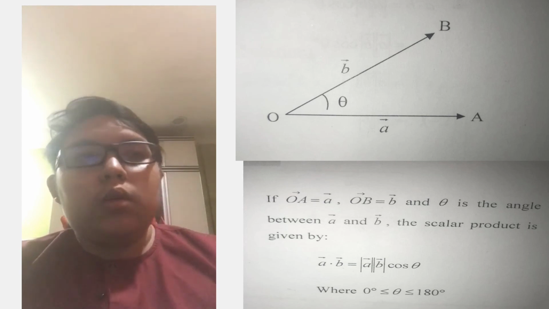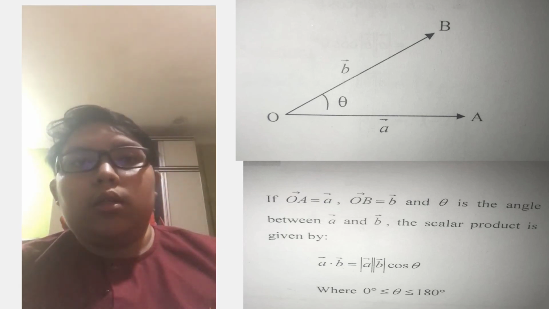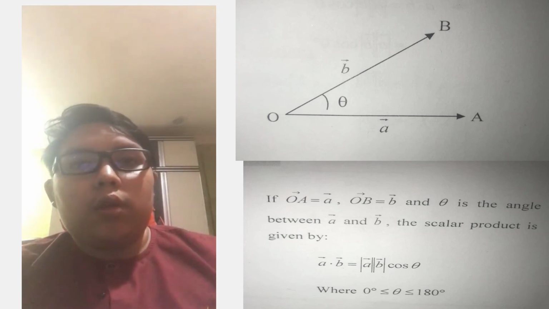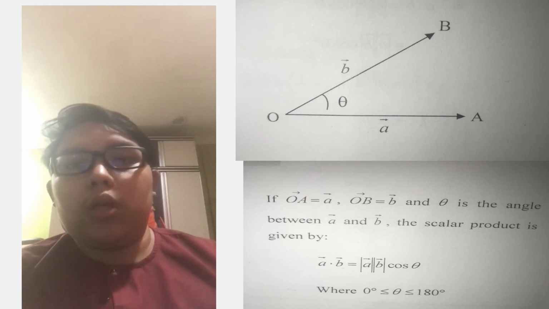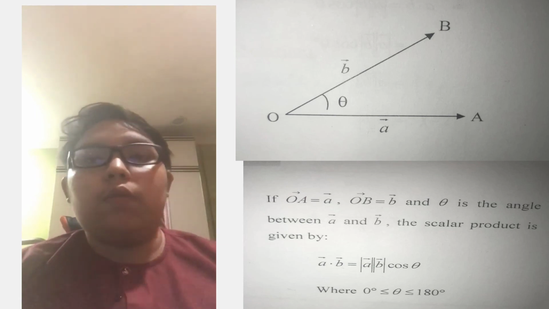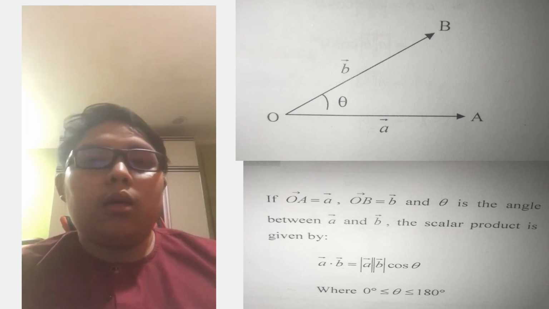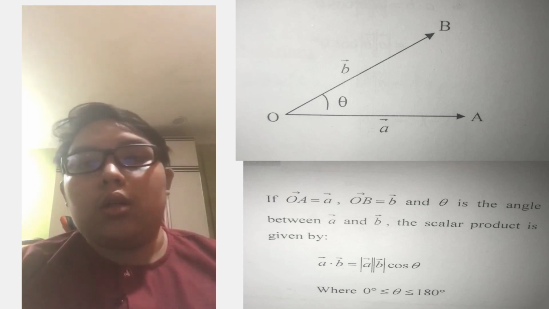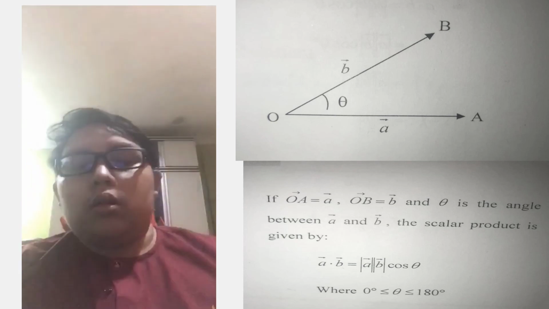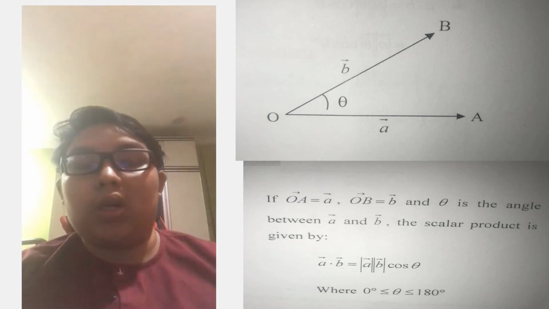This is how we got a formula for vector dot product. If you see the diagram, if vector OA equals a, OB equals b, and theta is the angle between a and b, the scalar product is given by a dot b equals length a, length b cos theta. The theta is between 0 to 180.